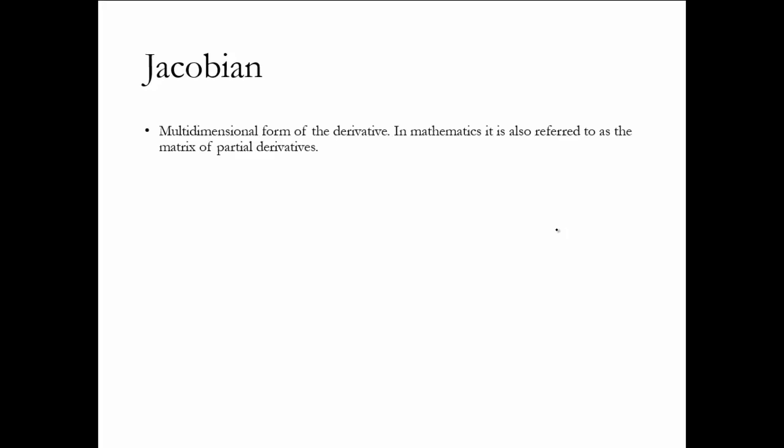Now let's come to Jacobian. Jacobian actually is a mathematical term. We use it in robotics also, but it's actually a mathematical term for different functions which are themselves a function of different variables.